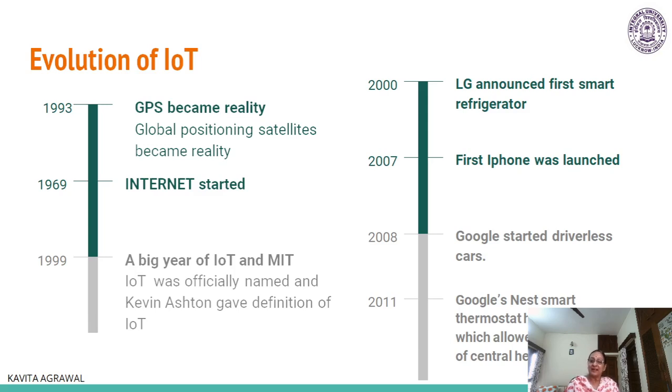Then we had our iPhones. Then we were testing the driverless cars. Then we had thermostats which could control the central heating, which work like remote controls, and then this list becomes endless. Currently, we are not just restricted to these applications, we have many more applications.